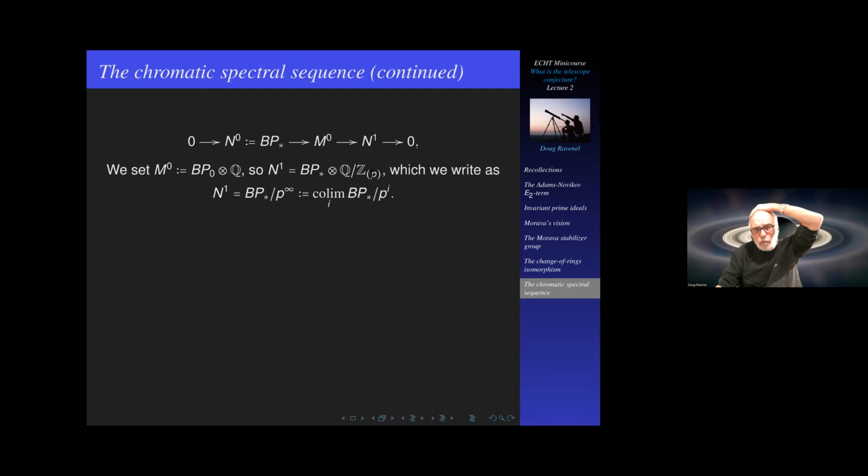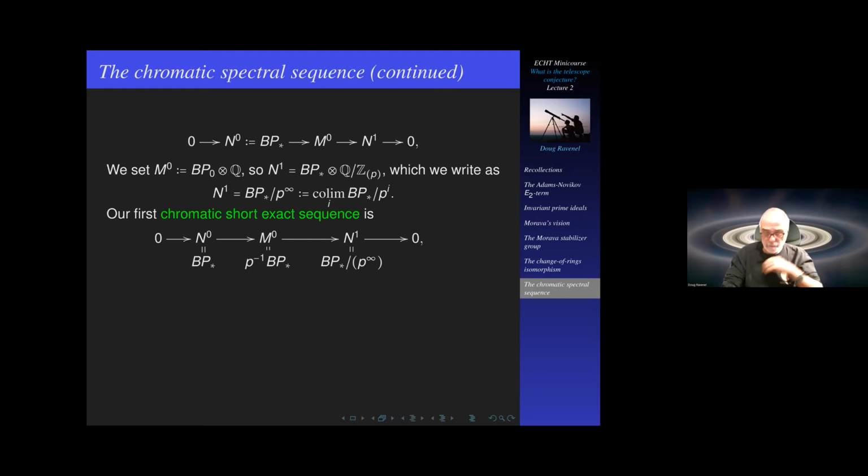And that thing is the colimit over i of BP star mod p to the i. So you can map BP star mod p into BP star mod p squared into BP star mod p cubed and so on. And the colimit is the thing that I'm calling BP star mod p infinity. So that's the first of these chromatic short exact sequences. This is the first one.